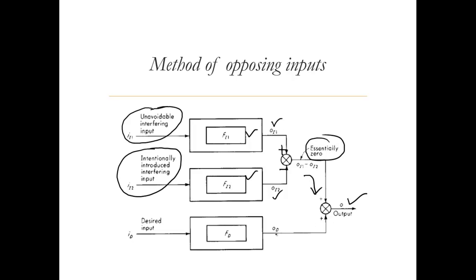So the actual output will only be a function of the desired input and the relating transfer function between the two. So what we have done is we have understood the nature of the unavoidable interfering input, and then we have created a system which creates a similar kind of input, but in a reverse fashion, so that the net effect is essentially 0.